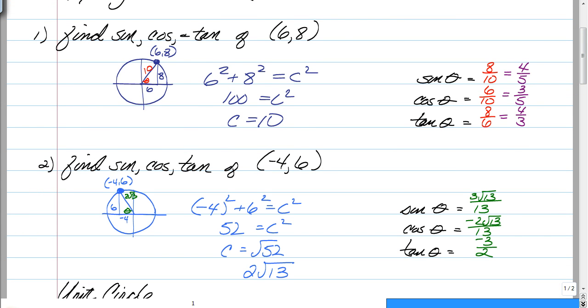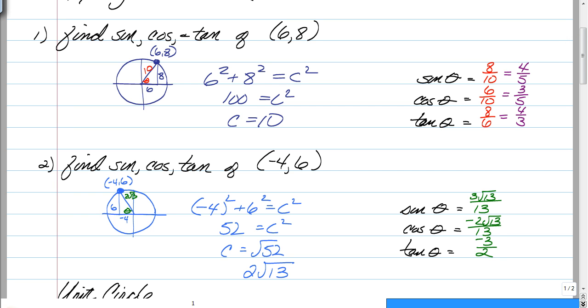Alright, check your work. You had to use the Pythagorean theorem and you get c squared is equal to 52. So of course I said you have to have exact answers. So the square root of 52 will simplify to 2 root 13. So your hypotenuse is 2 root 13. So sine is 6 over 2 root 13, which would simplify to 3 root 13 over 13. Cosine is going to be negative 2 root 13 over 13. And tangent would be negative 3 over 2. So that's how you use the Pythagorean theorem with coordinate trig.